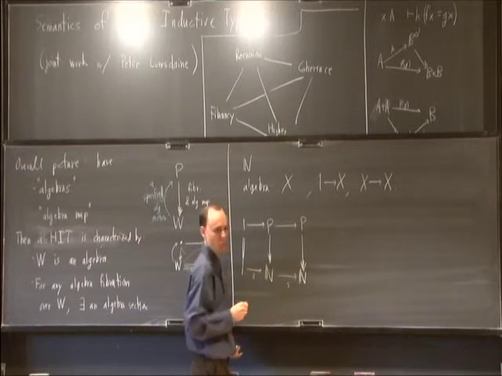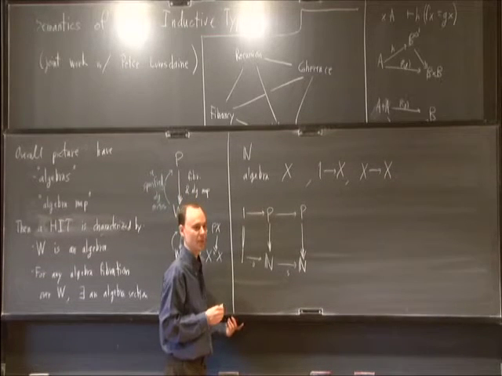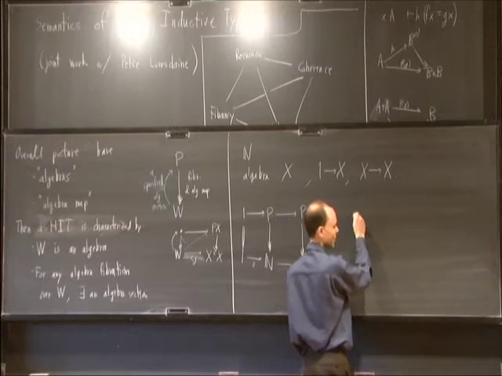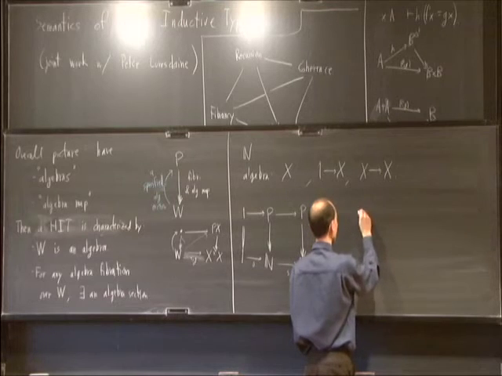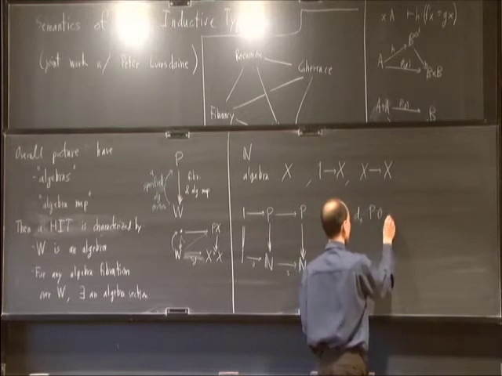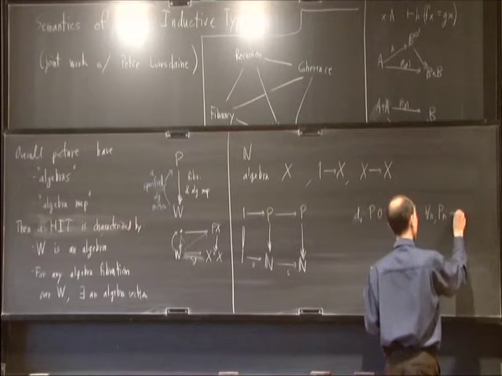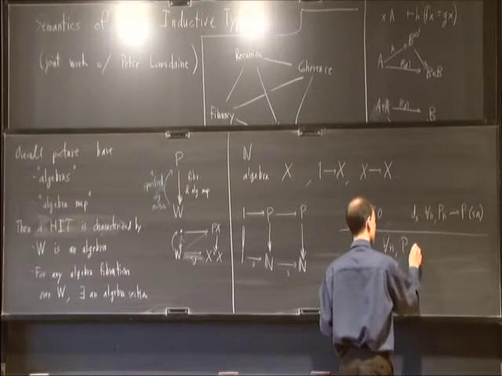Is this square commuting strictly? Strictly. You could ask for it to commute up to homotopy, but if you look at the actual eliminator in type theory, what you get out is that it commutes strictly. So the induction rule is that if I have a d0 that lives in P of 0, and I have ds that says for all n, P of n goes to P of the successor of n, then I conclude for all n, P of n.